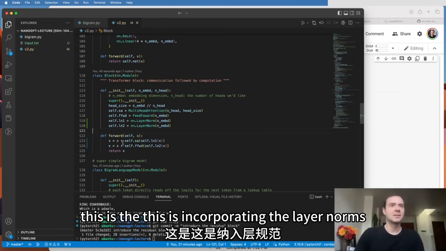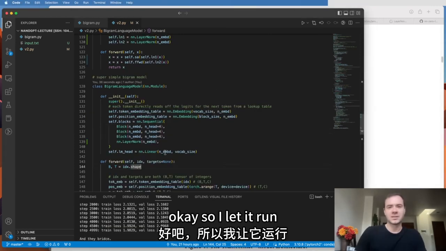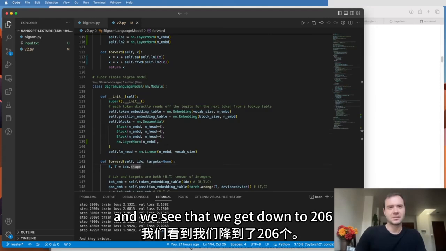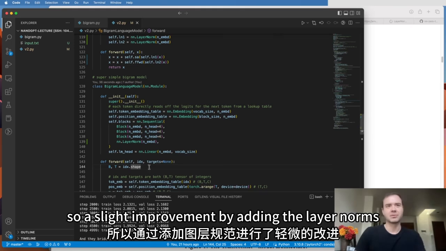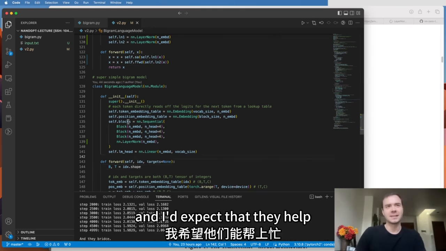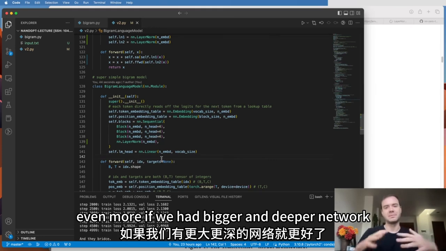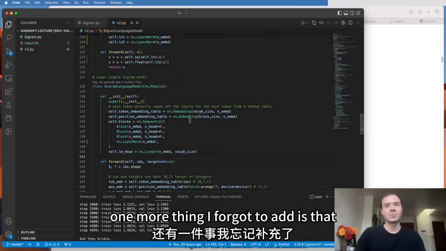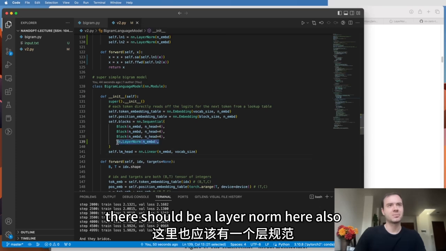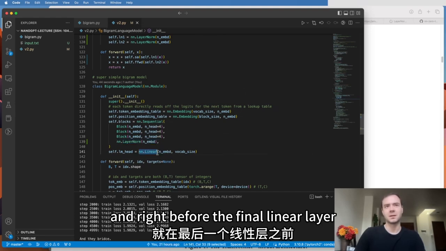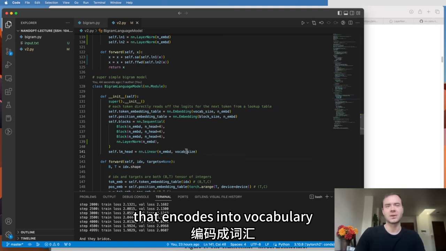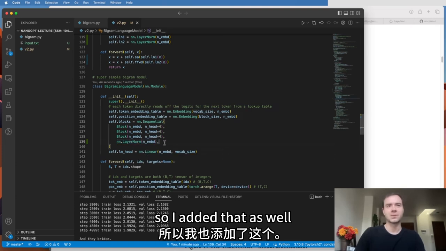So for now, this is incorporating the layer norms, and let's train them. Okay, so I let it run, and we see that we get down to 2.06, which is better than the previous 2.08. So a slight improvement by adding the layer norms. And I'd expect that they help even more if we had a bigger and deeper network. One more thing I forgot to add is that there should be a layer norm here also typically at the end of the transformer and right before the final linear layer that decodes into vocabulary. So I added that as well.